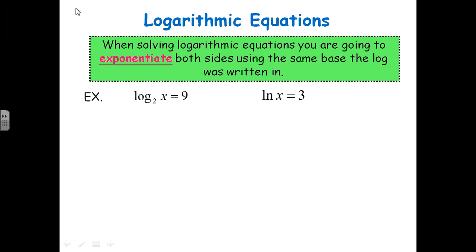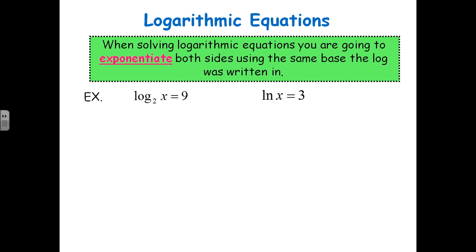Okay, here we go. Last video for this unit, logarithmic equations. Very similar to solving exponential equations. Using the inverse for a log, which is an exponential, we call that to exponentiate both sides.